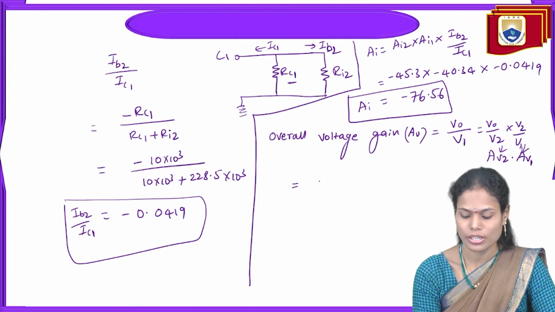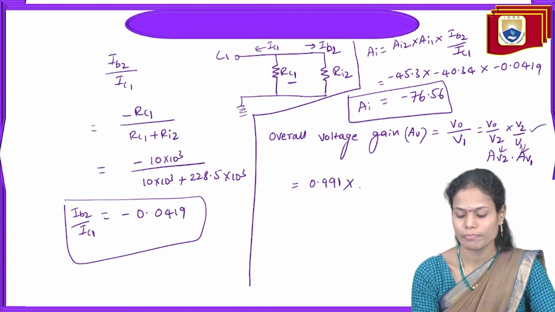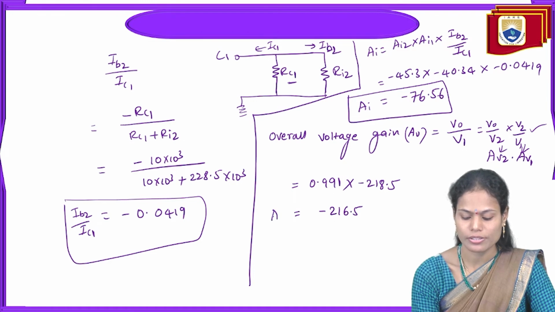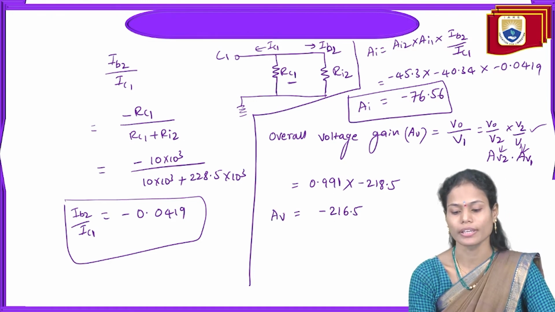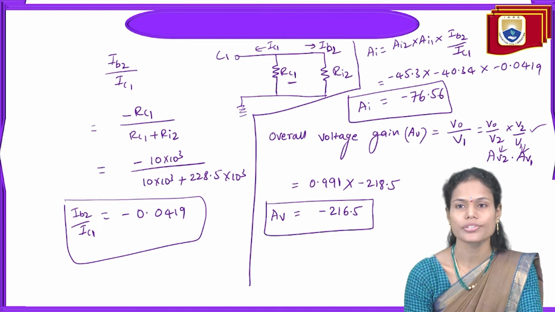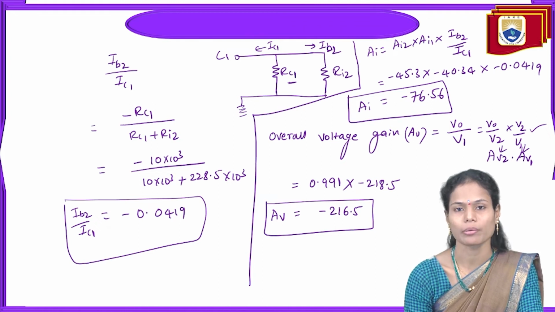The second stage gain is 0.991 and the first stage gain is minus 218.5. So overall, minus 216.5 is the overall voltage gain of the two-stage amplifier. In this way, for the given multi-stage amplifier, we have to find all the parameters.